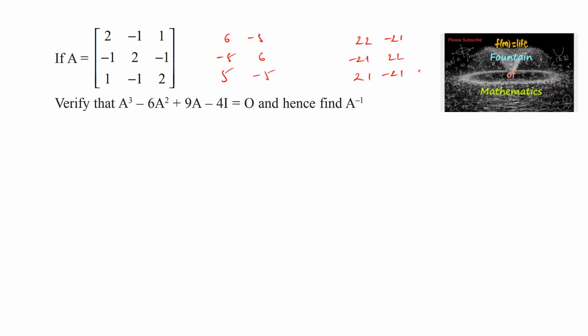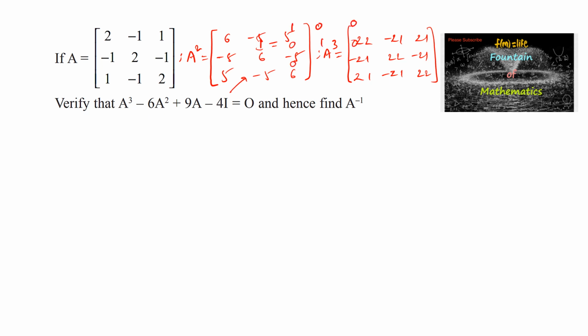If A is equal to the 3 by 3 matrix [2, -1, 1; -1, 2, -1; 1, -1, 2], then verify that A³ - 6A² + 9A - 4I = 0. So here we can consider an identity matrix I, which in 3 by 3 is [1, 0, 0; 0, 1, 0; 0, 0, 1].